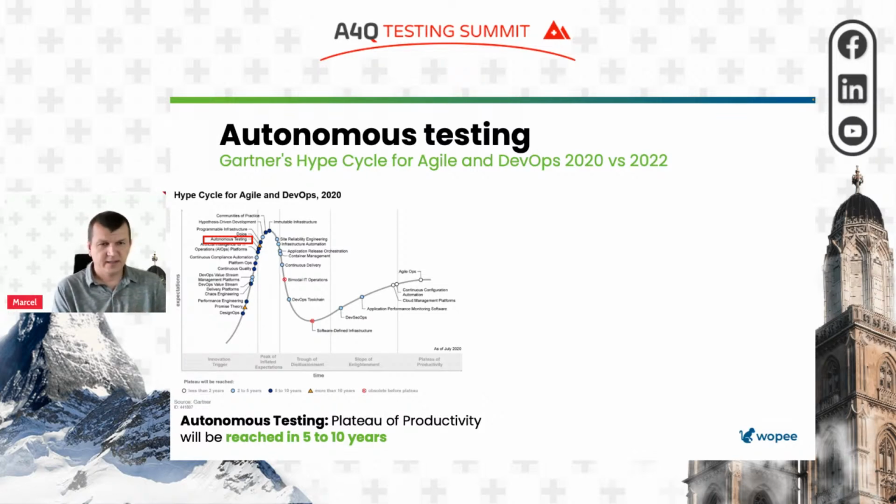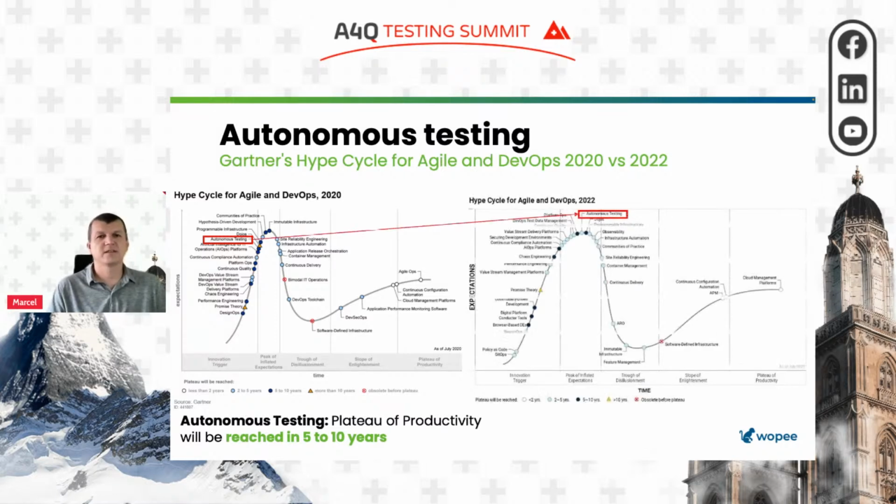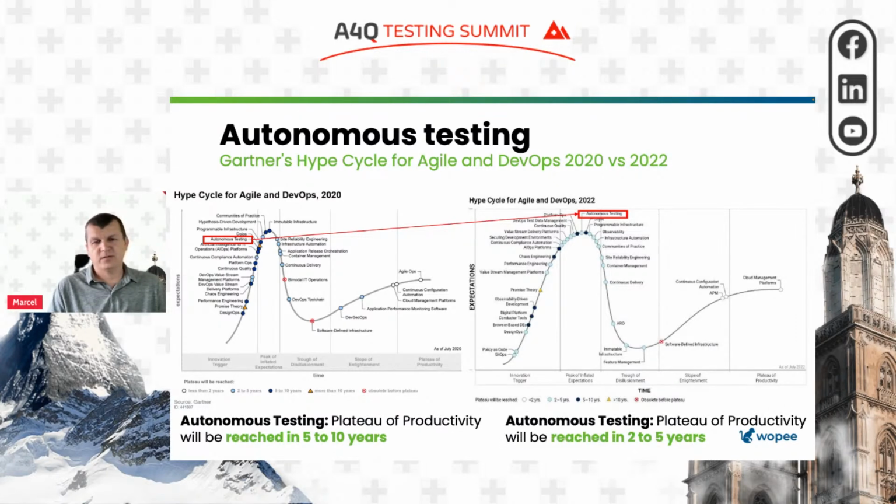And they also predict that we will reach the production readiness, or as they call it, the plateau of productivity, in 5 to 10 years. And this was 3 years ago. Last year, they published a new report with new predictions. And they moved it more right, which means the idea is getting more and more mature. And the prediction was that we will be ready with that in 2 to 5 years. So it's coming closer and closer to us.